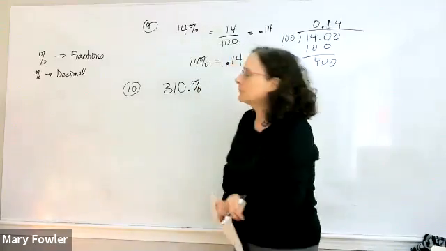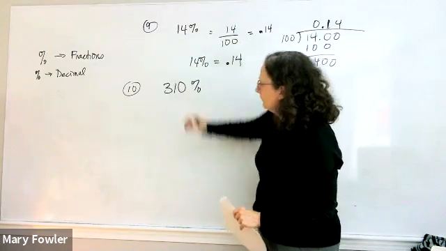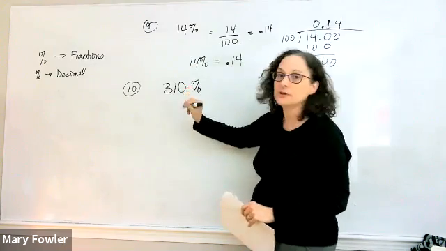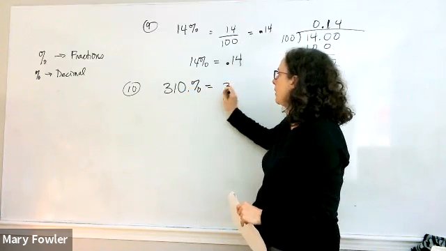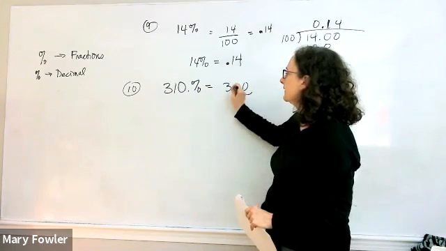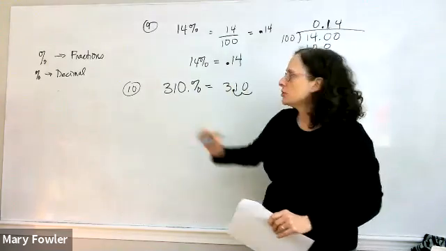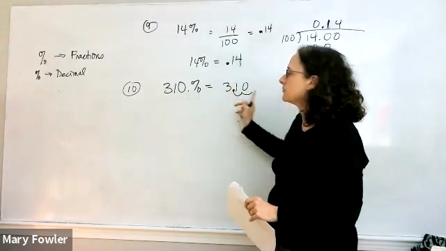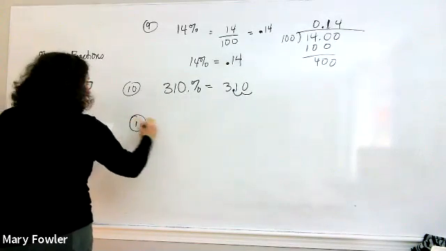And we're going to want to convert that to a decimal, right? So we go ahead and put where the decimal is, the invisible decimal there. And what we know is that if we just move that decimal place twice to the left, that's going to be our equivalent percent. So 310% is 3.1. All right, we'll look at number 11.